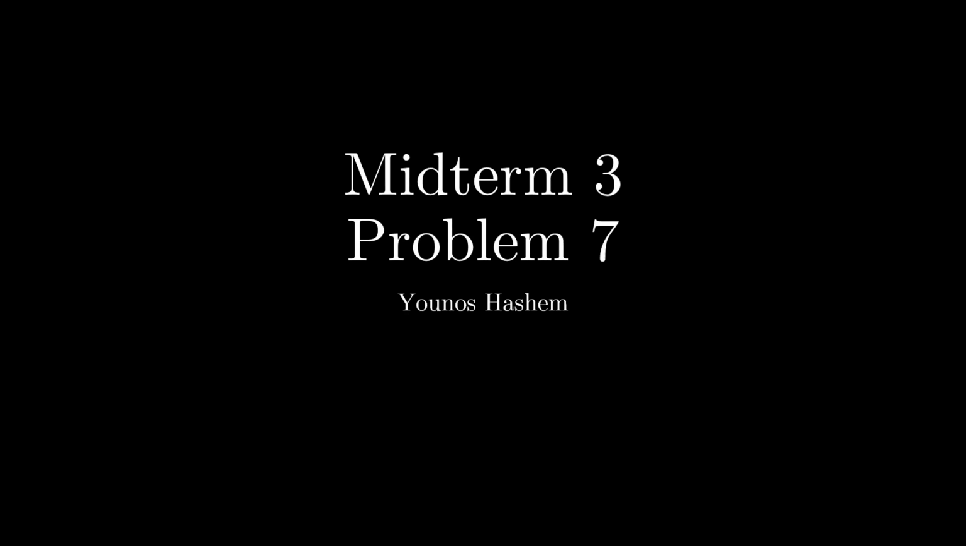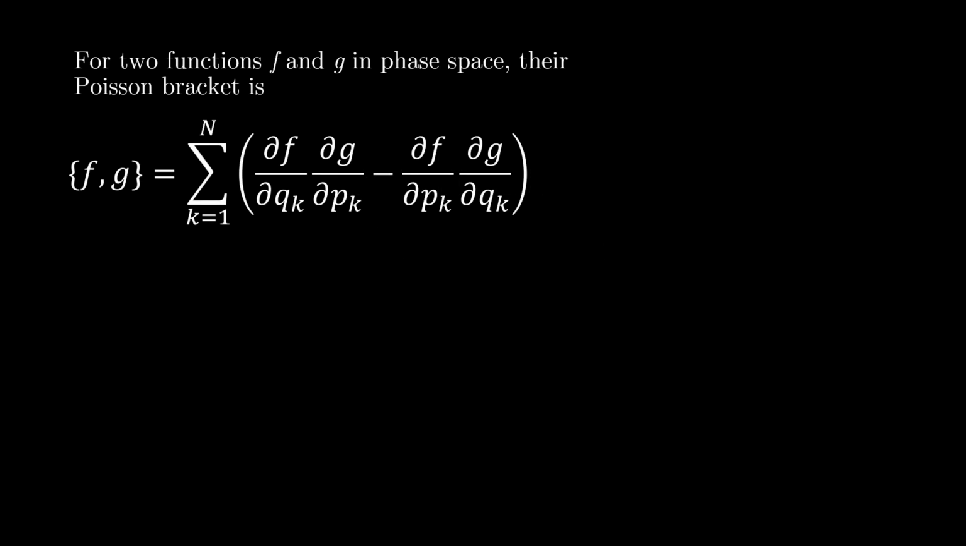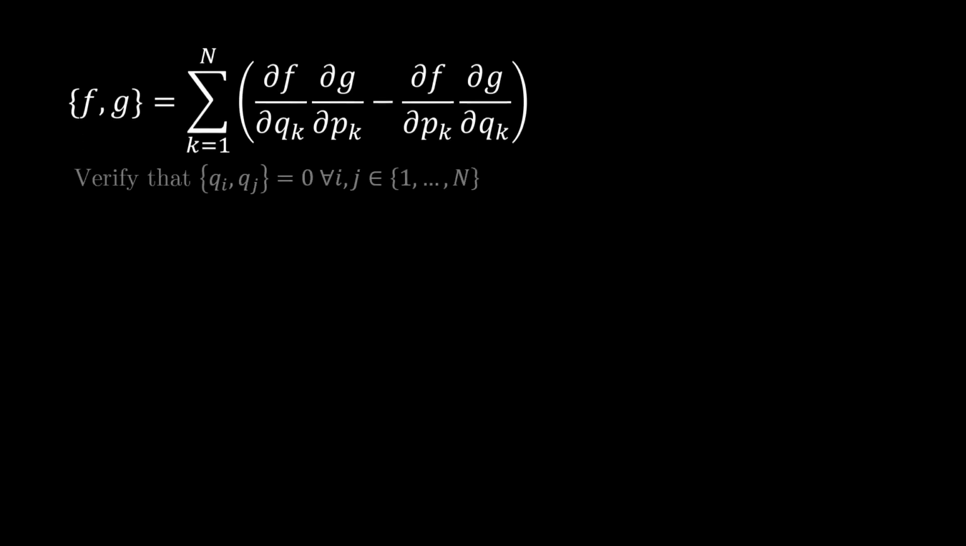In problem 7, we're given the definition of the Poisson bracket. For two functions f and g in phase space, their Poisson bracket is the sum from 1 to n of ∂f/∂qk times ∂g/∂pk minus ∂f/∂pk times ∂g/∂qk. Here, n is the number of degrees of freedom in the system.